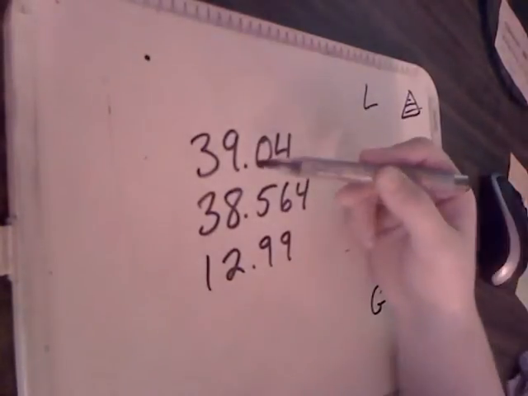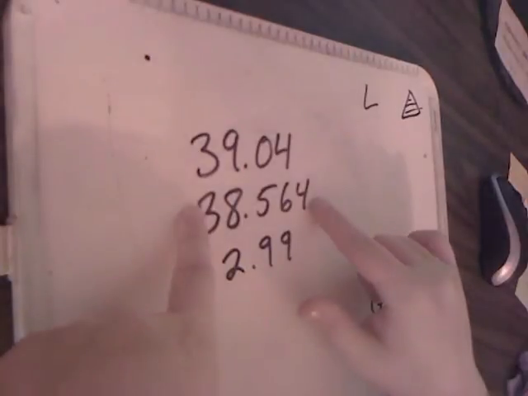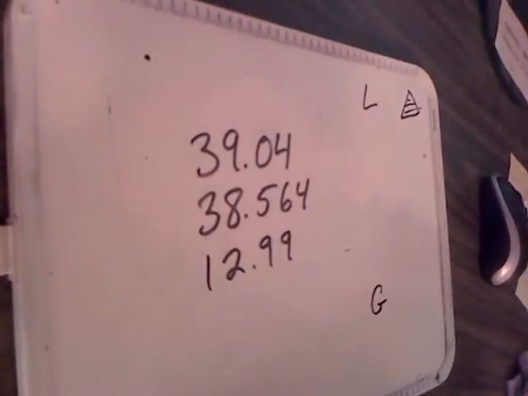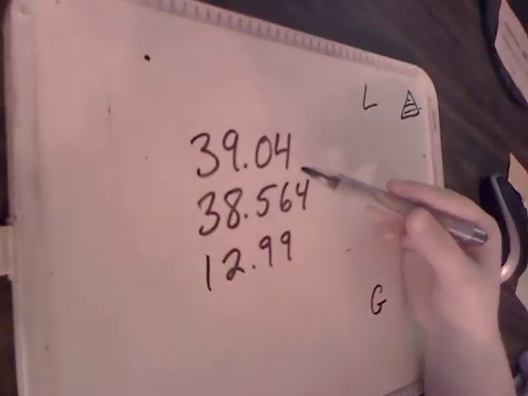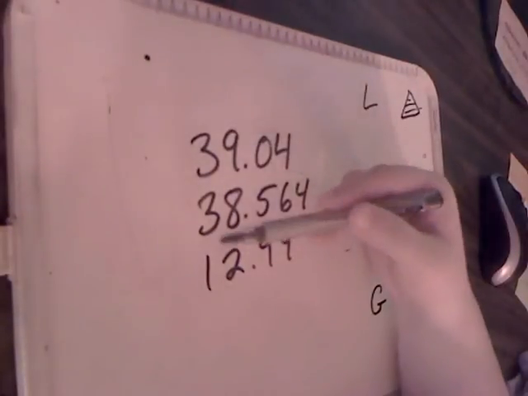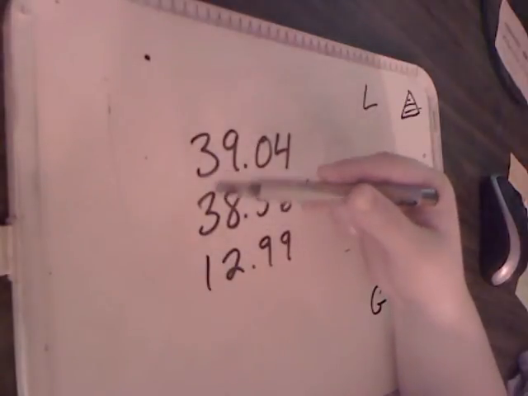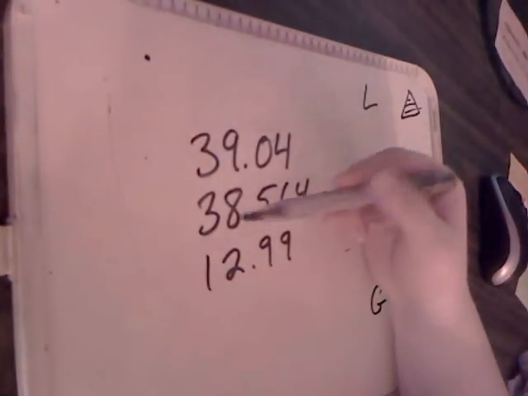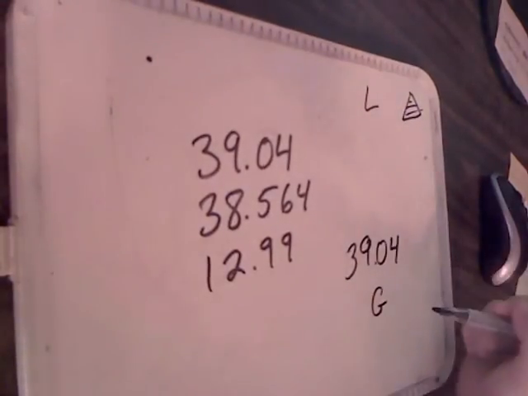To look at these numbers, we're going to figure out which one of these is the greatest. Just because a number is longer does not mean it's the greatest number. In this case, the greatest number is going to be 39 and 4 hundredths, because when we look at this 3, we're seeing that 3s are bigger than the 1, and 39 is bigger than 38. So 39 and 4 hundredths goes to the bottom.